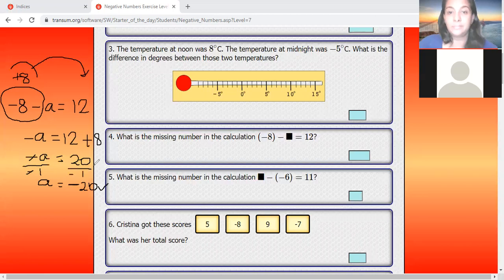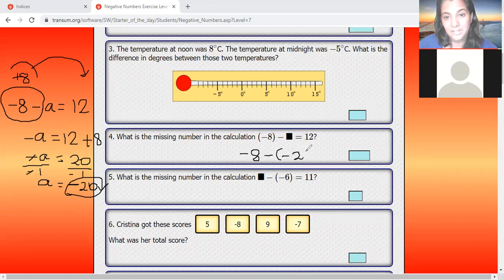Now, this will take some time for you to learn. And there is a topic where we will explore this more. Okay? But this is how you can get your answer. Let's check. What if I write this now? Negative 8 minus, what does it say here? A is negative 20. That's my answer.